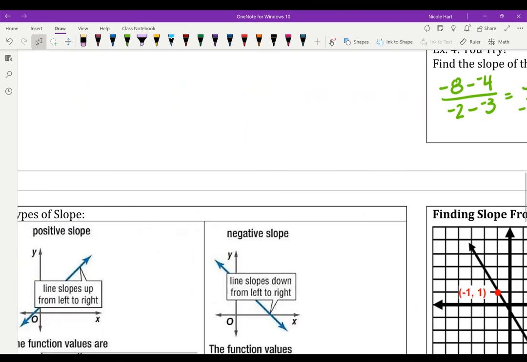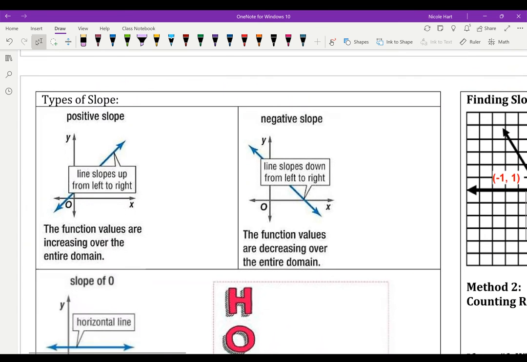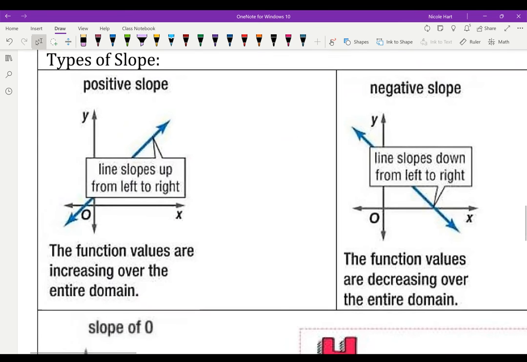Okay, moving on, we are going to talk about some specific types of slope. And the first type of slope that we're going to talk about is when our slope is positive. So anytime our slope is positive, it's going from the bottom left, going up to the top right. So it's always going to start in the lower left and work its way up to the upper right corner. So the entire time our function values are increasing over the entire domain of our graph.